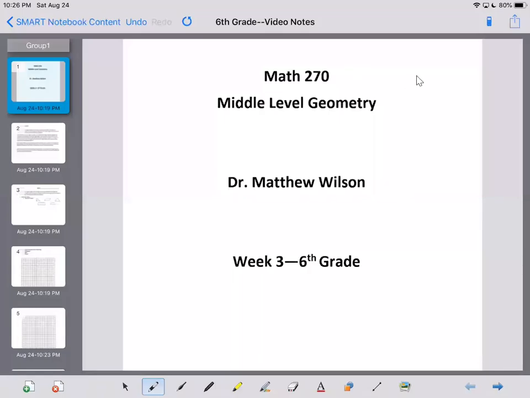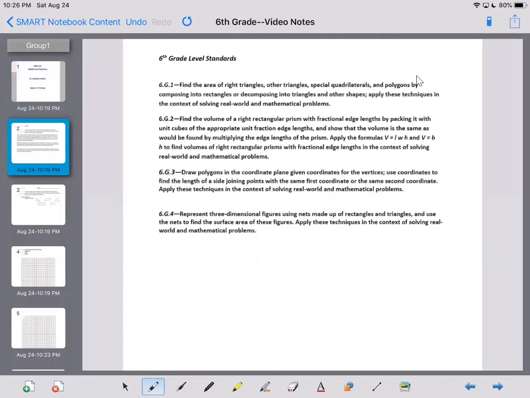So this is Math 270, and this is week 3, where we're going to look at 6th grade geometry standards. I should have the PDFs of the standards in each of your modules so you can always look back. Maybe you've already printed those and put them in a notebook, or at least bookmarked them in a web browser just to know where you could find those. These would be your standards for 6th grade in regard to geometry.